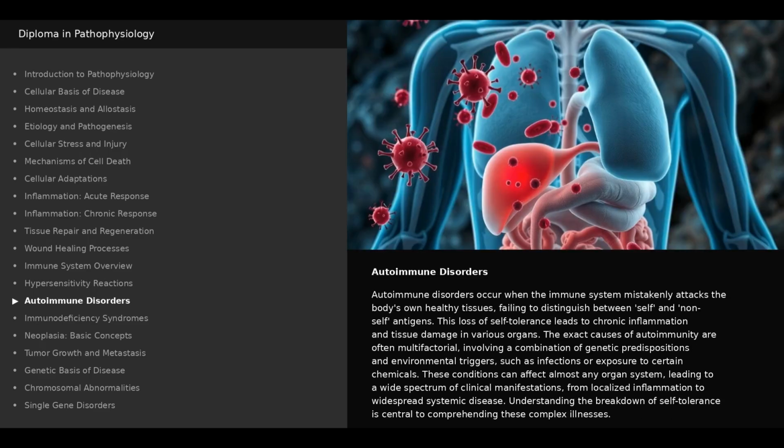Autoimmune disorders. Autoimmune disorders occur when the immune system mistakenly attacks the body's own healthy tissues, failing to distinguish between self and non-self antigens. This loss of self-tolerance leads to chronic inflammation and tissue damage in various organs. The exact causes of autoimmunity are often multifactorial, involving a combination of genetic predispositions and environmental triggers, such as infections or exposure to certain chemicals.